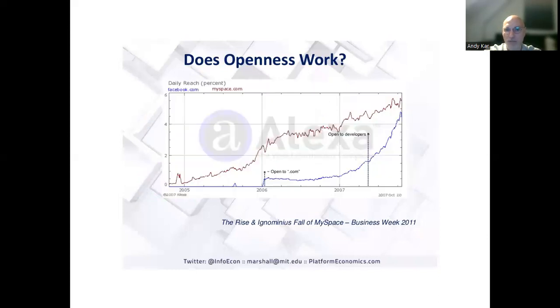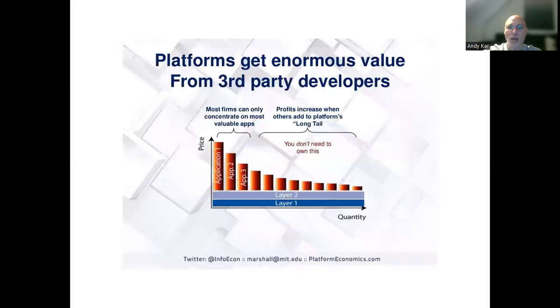And here we have a graph which indicates how this openness correlates to developers. Platforms get enormous value from third-party developers. We see here this graph with layer 1, layer 2 in terms of quantity and price. We have a correlation between quantity and price, and most firms can only concentrate on most valuable apps, while profits increase when others add to platforms, what we call long tail. You don't need to own this. Okay, so we need to better focus on concentrating more on valuable apps.